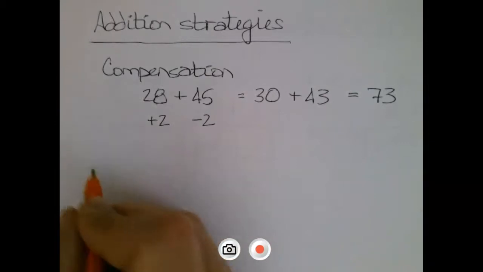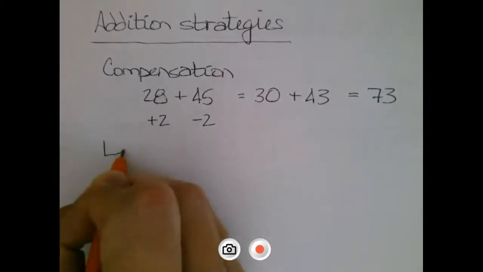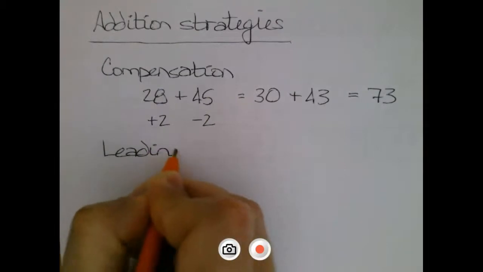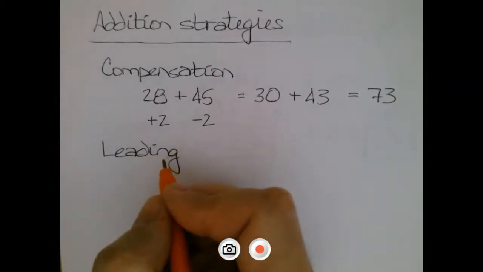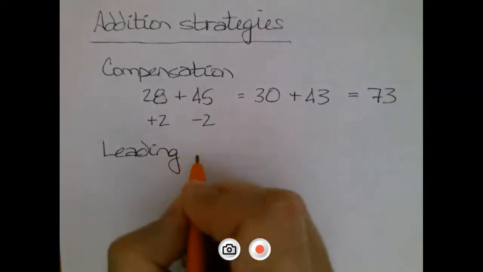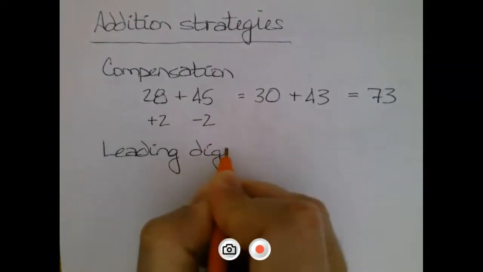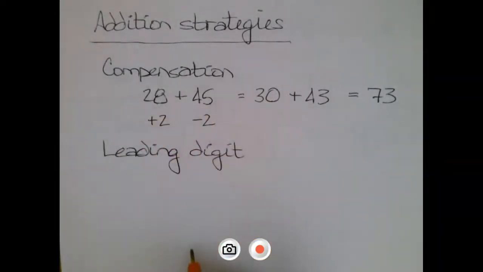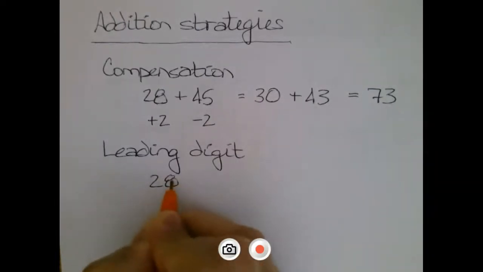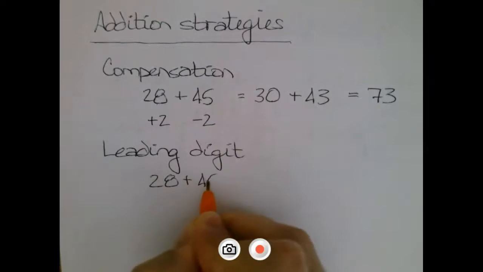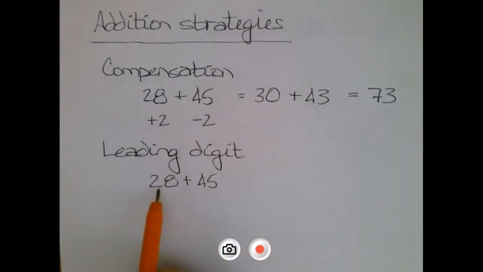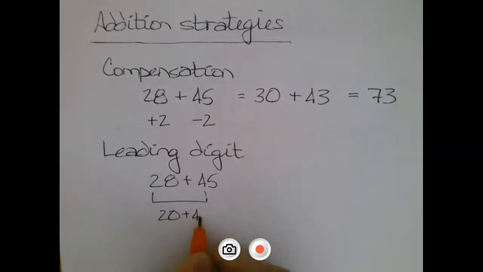Here's another strategy. The leading digit. This is going to look a lot like adding from right to left, but without the paper. We'll keep those same numbers, 28, 45. We know how it's going to turn out. The idea with leading digit is I'm going to add the tens first. So I'm going to say 20 plus 40. I can do that.